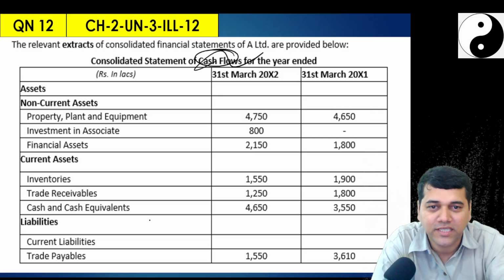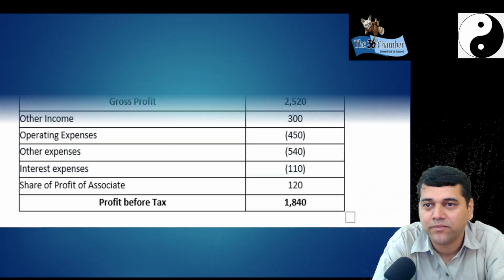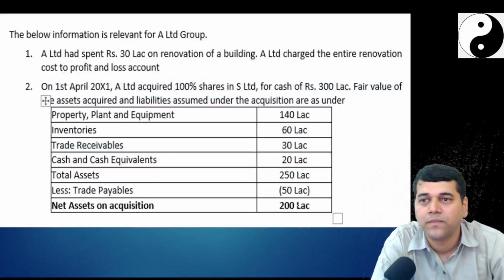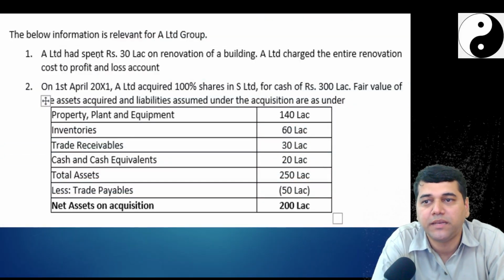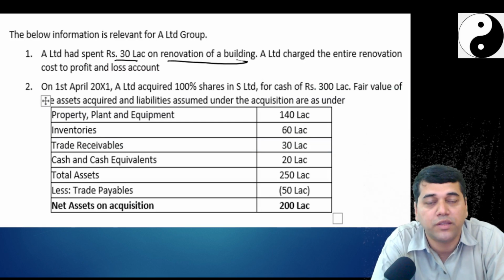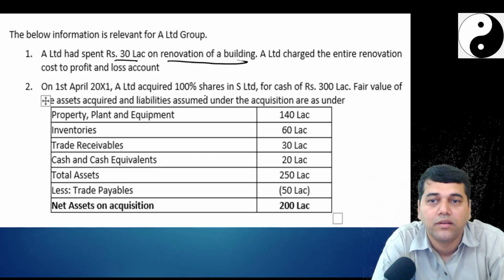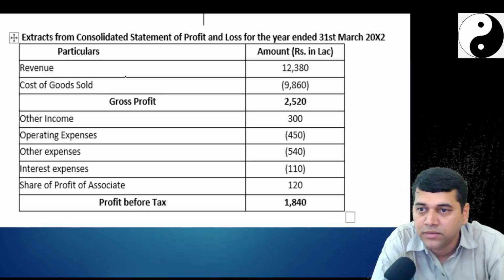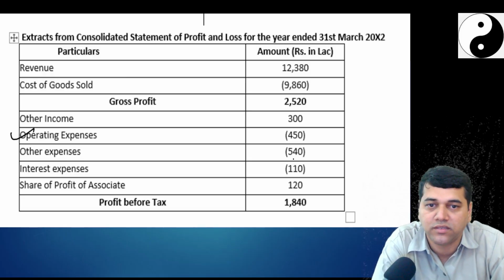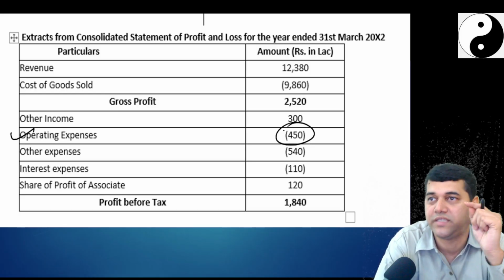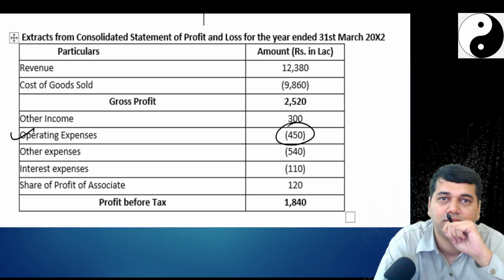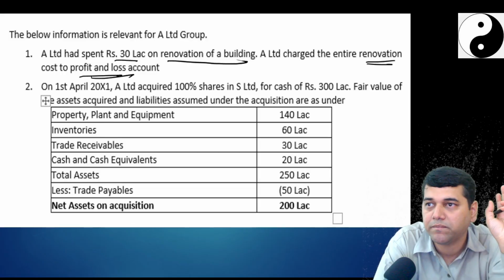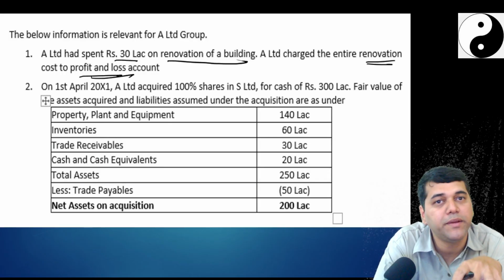So they have given you the balance sheet of last year and this year. Extract of the consolidated statement of P&L account they have also given. Now the above information is relevant for A Limited. A Limited spent 30 lakhs on renovation of the building. A Limited charged this entire renovation cost to the P&L account. That means somewhere in the operating expenses you have one item which is a mistake. What should it have been? It should have gone to some PPE, but you made it a debit to the expenses.